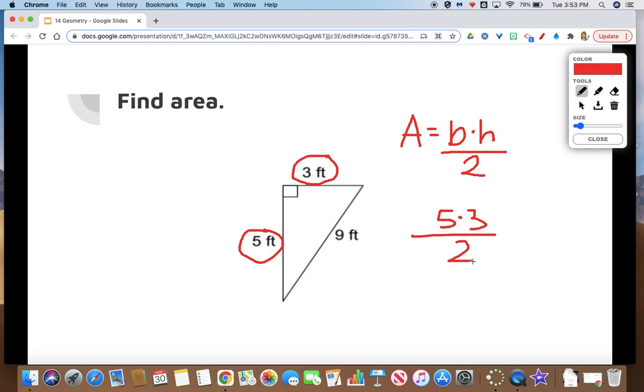5 times 3 is 15, divided by 2, 7.5 feet squared, because we're working with surface area.